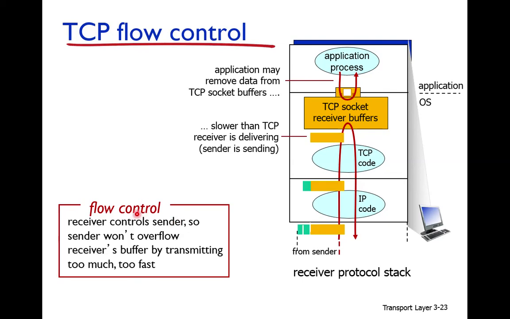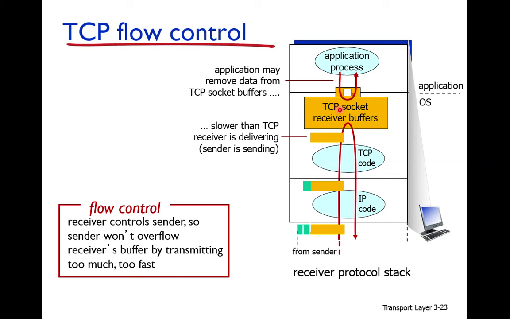So first you should understand that in the TCP receiver there is a receiver buffer. And what is the receiver buffer? When the packets arrive from the sender, they are processed through the layers and they are ready to be delivered to the application.